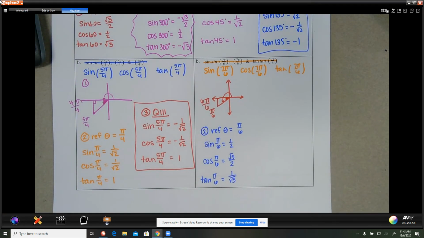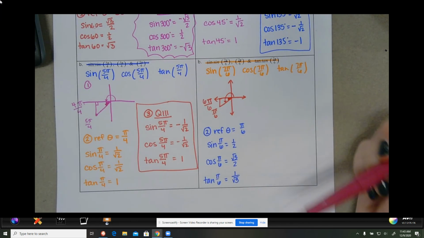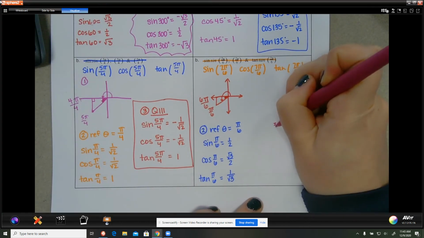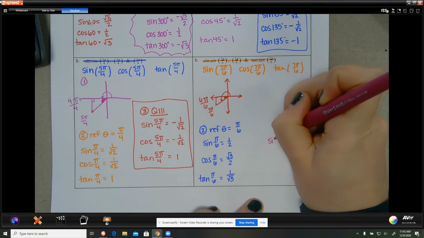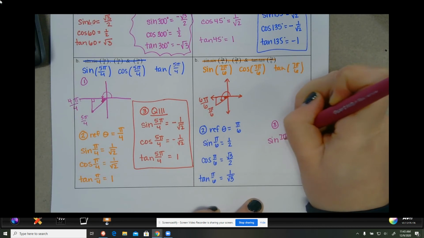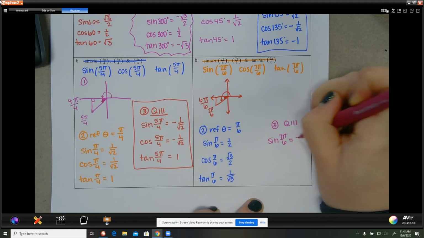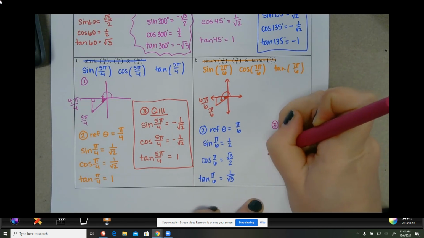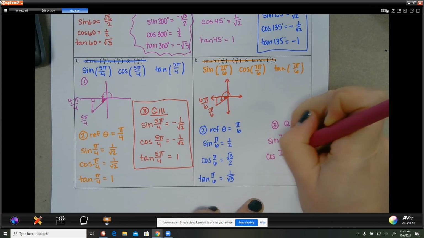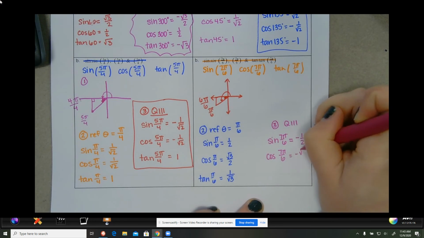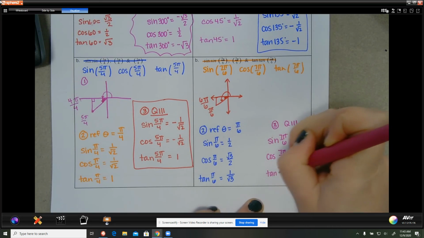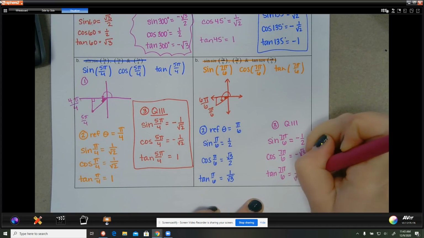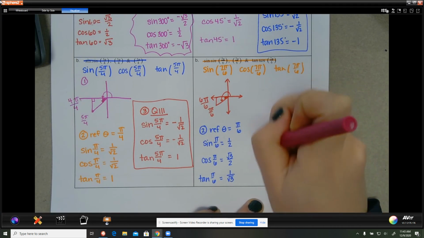And we are in the third quadrant. So again, our final answers are going to have negative sine and cosine, but a positive tangent. So in quadrant 3, we've got sine of 7 pi over 6 is going to be negative 1/2. Cosine of 7 pi over 6 is going to be negative root 3 over 2. And then tangent of 7 pi over 6 is equal to positive 1 over the square root of 3.